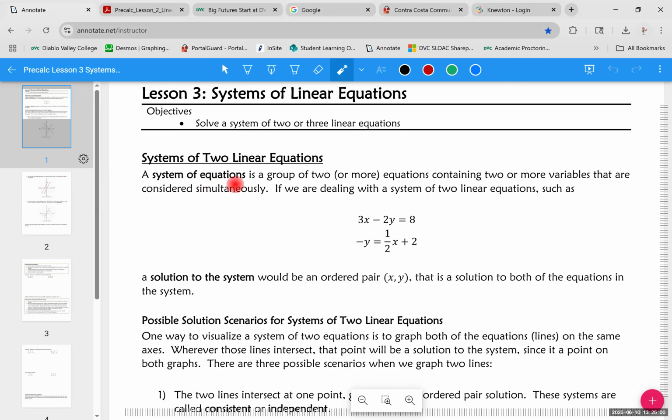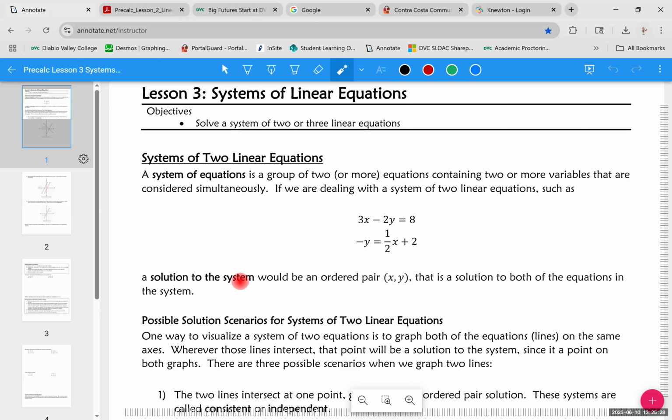A system of equations is a group of 2 or possibly more equations containing 2 or more variables. We'll have x and y in 2 equations, and then x, y, and z when there are 3 equations. And these equations are considered simultaneously. In other words, what we're looking at is both equations at the same time. So this is an example here of a system of 2 linear equations. You can see that both of these are linear equations.